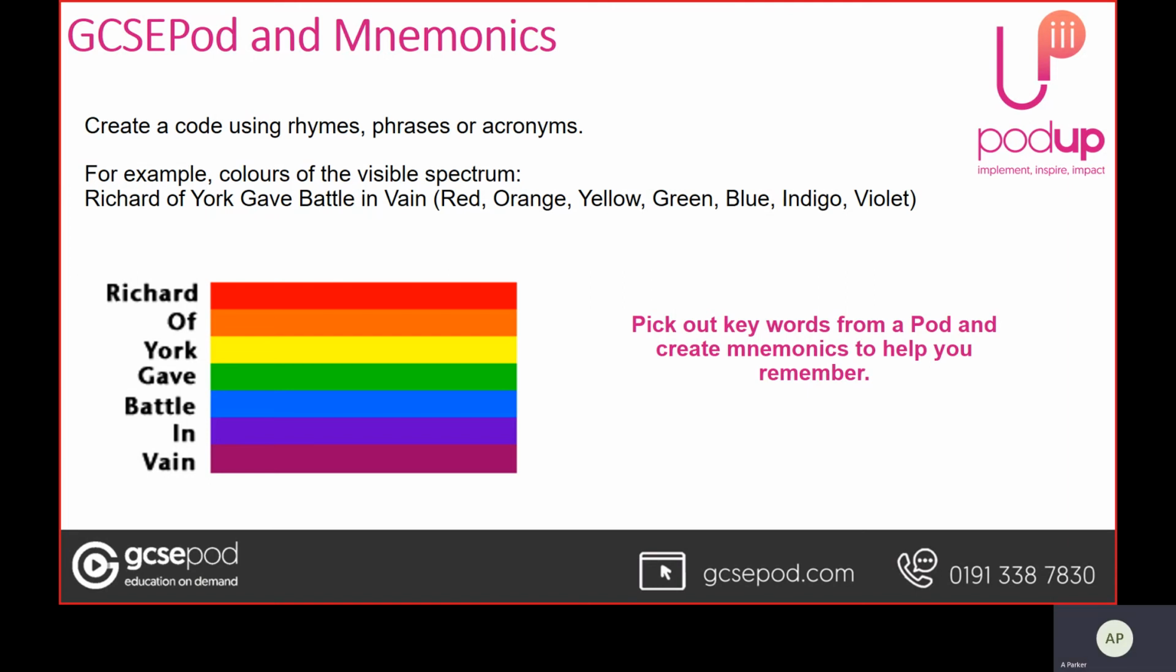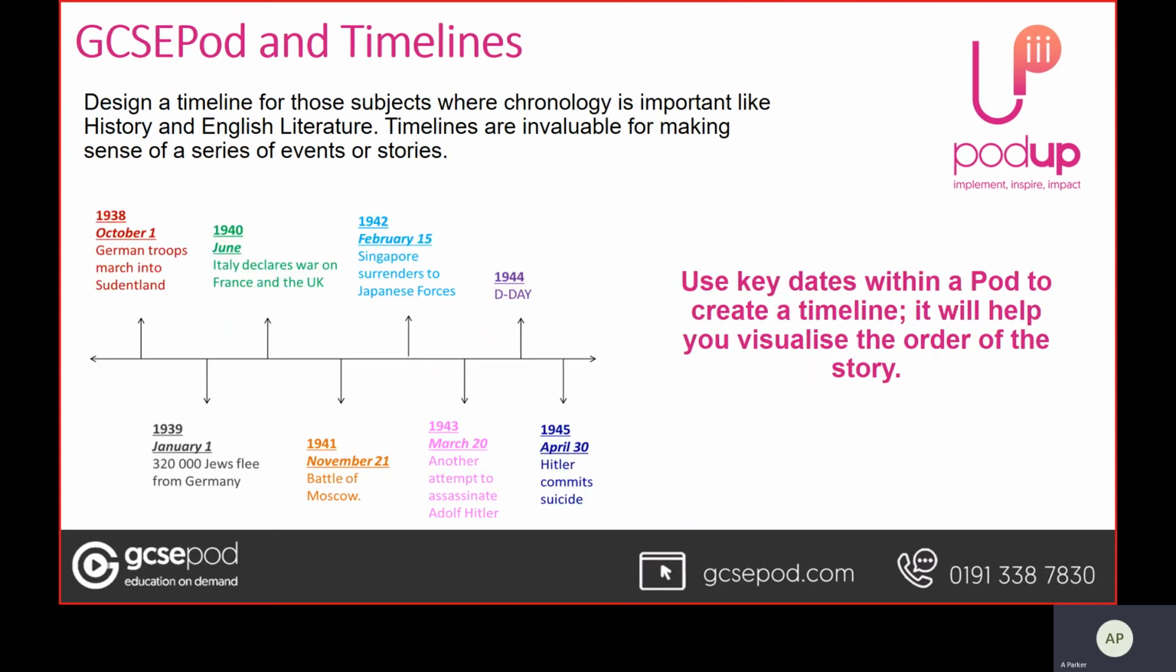We could use it to create mnemonics. So this is the visible light spectrum, where we can remember the colours with Richard of York gave battle in vain. Now, for people that I teach, you will know I use this mnemonic all the time to help me remember the colours of the visible light spectrum. So it's really, really good to do that. Or we can use Gcse Pod to create a timeline. So chronology is very important in subjects like history and English language, literature, sorry. So we can use these timelines to make sense of series of events or stories.